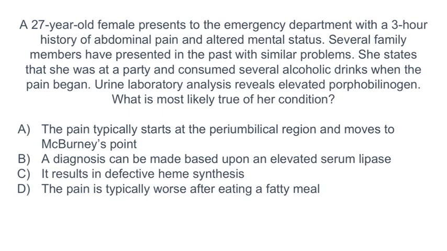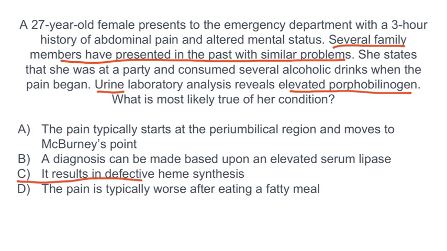From the question stem, hopefully you notice that several of her family members have presented in the past with similar problems. This hints at the fact that the condition is genetic because it has affected multiple family members. Also, the urine analysis revealed elevated porphobilinogen, which should clue you in to a defect in heme synthesis. So this patient has acute intermittent porphyria, and the answer is C. It results in defective heme synthesis.